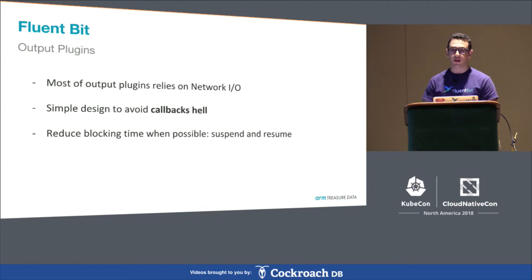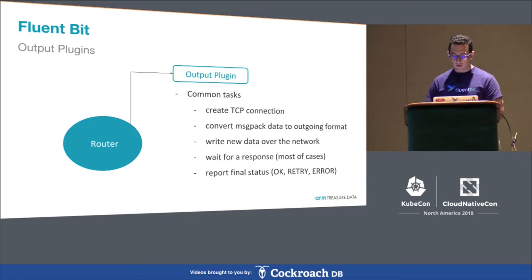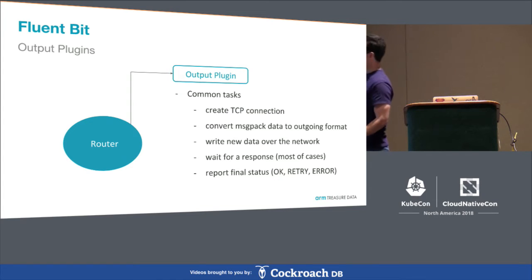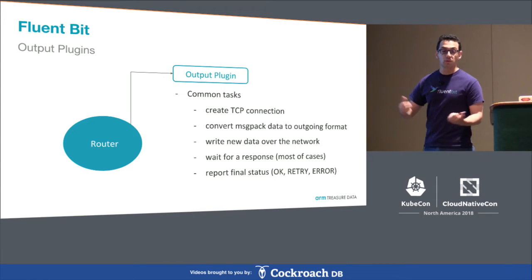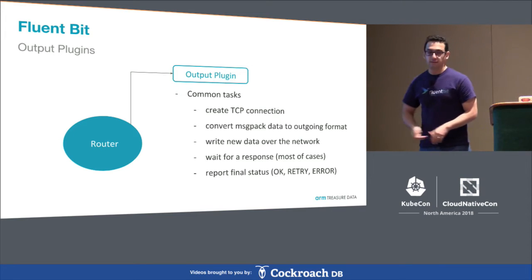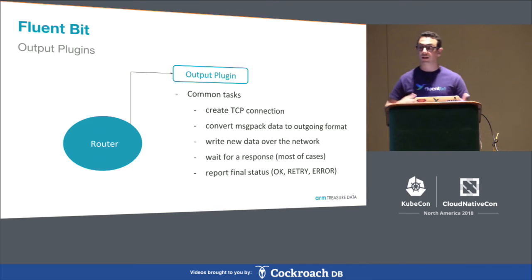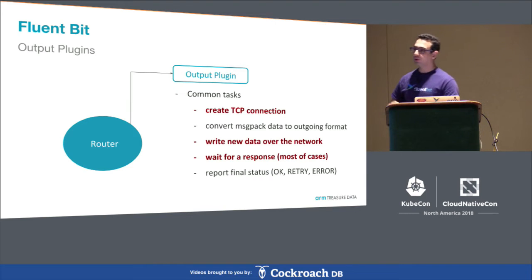So we came up with a design where we try to reduce the blocking time in the process and defer all these tasks that are blocking. This is the common flow that we were explaining last. If you're going to send data to a destination, we basically create a TCP connection, and convert our MessagePack internal representation to the outgoing format, because Elasticsearch, for example, is not expecting MessagePack. It's expecting JSON. So I need to convert my MessagePack to JSON, and that happens in the output plugin context. Then I write data over the network and wait for a response. A 200 means OK, or maybe another error. And after that, the router or the engine says, OK, it was OK, or I need to retry this, or there's an error. So how do we solve the problem here?